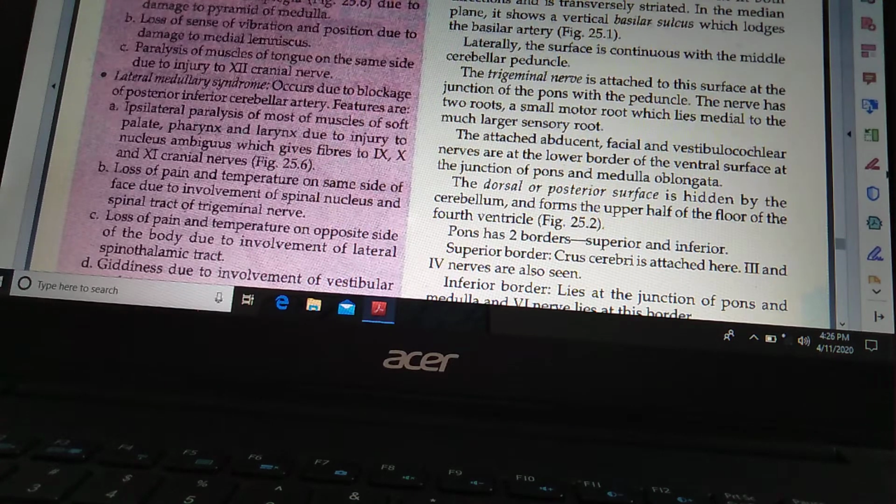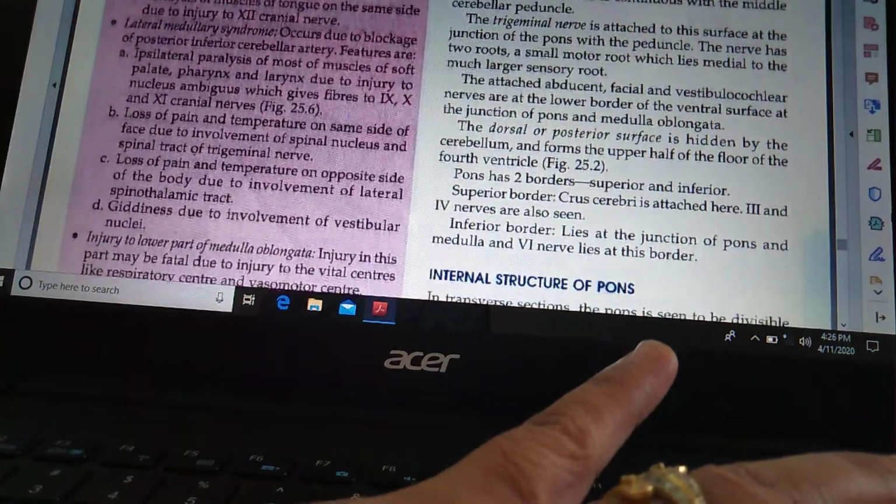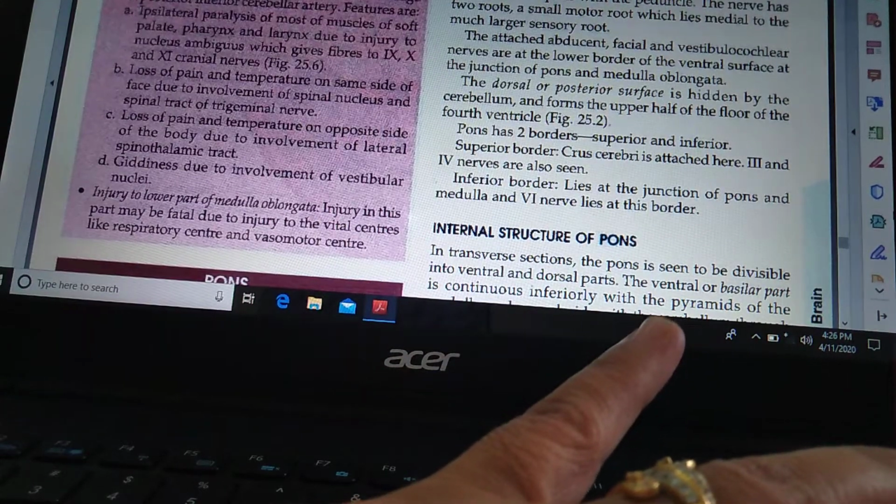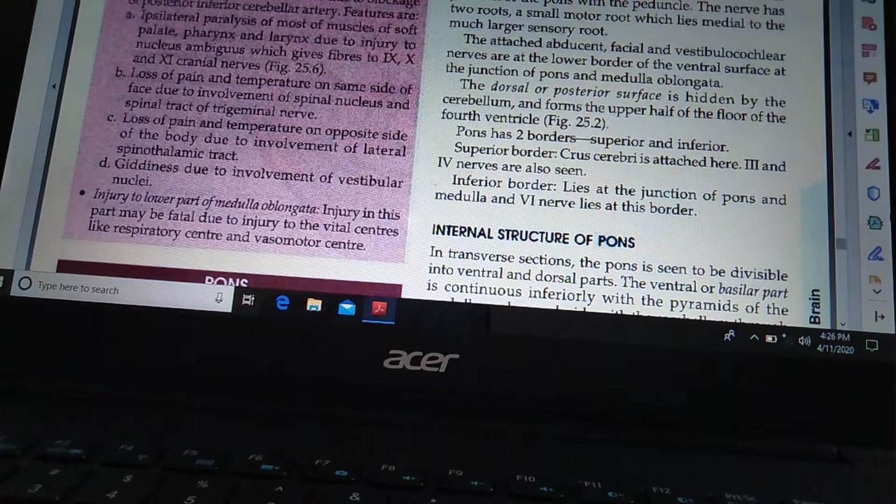Then loss of pain and temperature on the opposite side of the body due to involvement of the lateral spinothalamic tract, right? If the lateral spinothalamic tract is involved, there is loss of pain and temperature sensation but on the opposite side of the body. Giddiness, that is similar to vertigo, due to involvement of the vestibular nuclei, right? That we have seen in the last diagram.